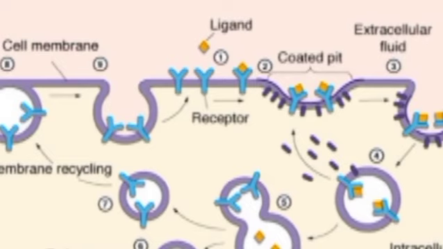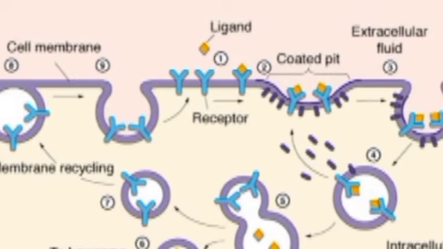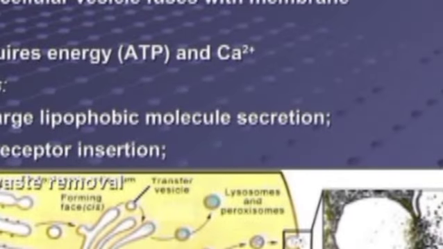Receptor-mediated endocytosis via cellular uptake. There is a diagram. In this diagram many things are represented, like intracellular fluid, extracellular fluid, coated pit, ligand, receptor, membrane, and recycling of the cell membrane to the lysosome or Golgi apparatus.